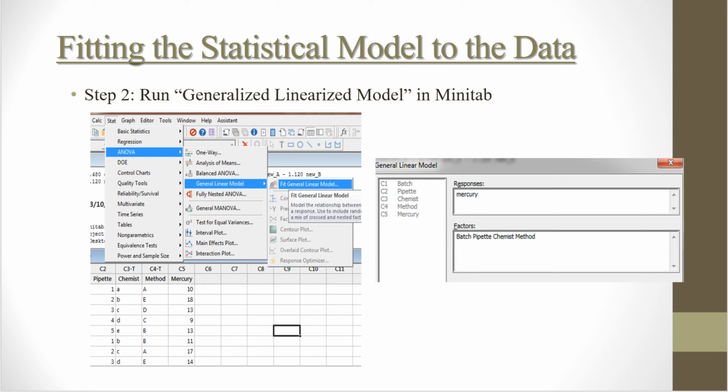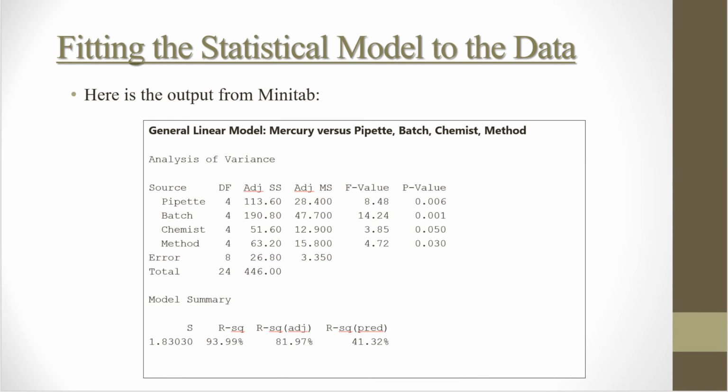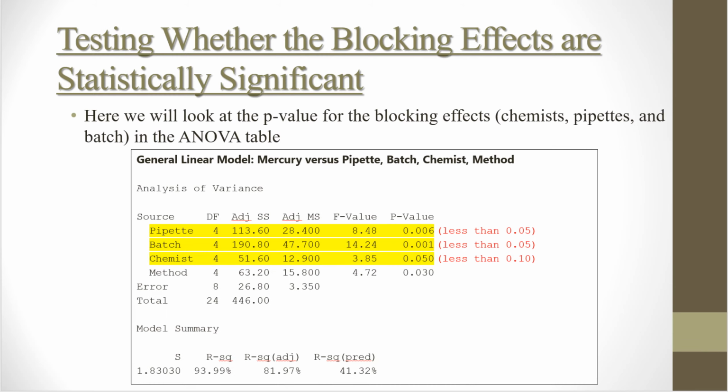And then you're going to choose the responses, which in this case is the amount of mercury, and then your factors, which are batches, pipettes, chemists, and methods. And then you're going to hit go. You get your output from Minitab, and here it is with some of the highlighted effects. So we can see that the effects of the different chemists are significant at a 10% significance level.